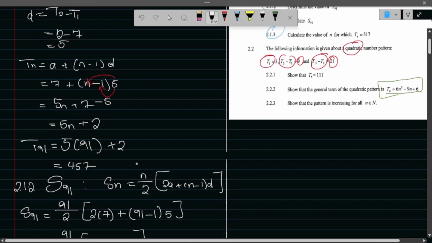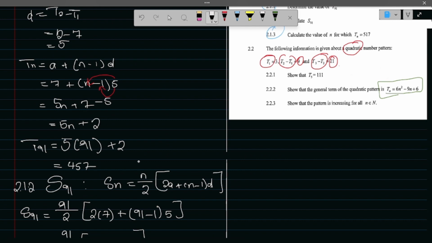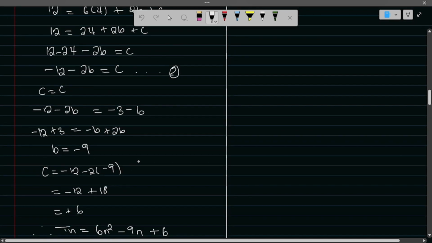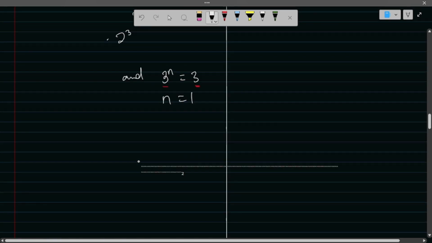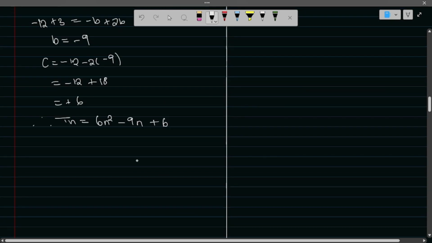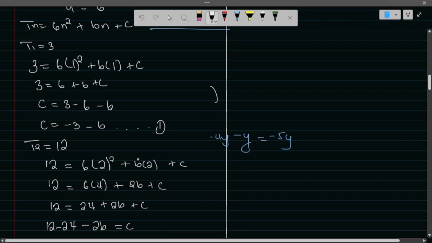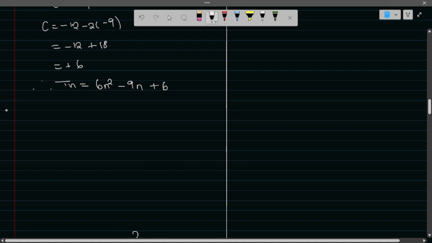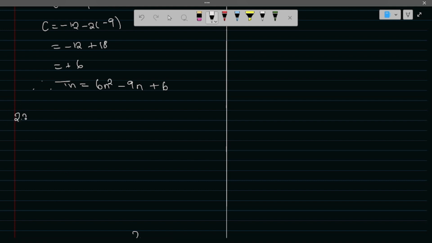I believe the last question says, show that the pattern is increasing for all n, an element of natural numbers. Right, so for us to show that this is increasing, this is 2.1, this is 2.2.3. It's 2.2.3. Now we need to show that this is increasing for all n, n is an element of real numbers.